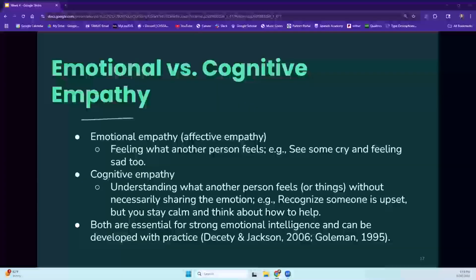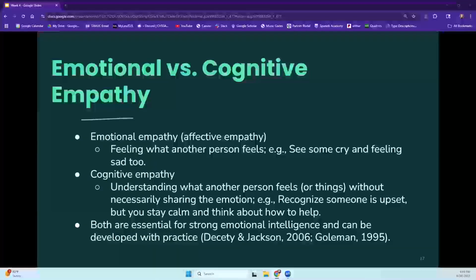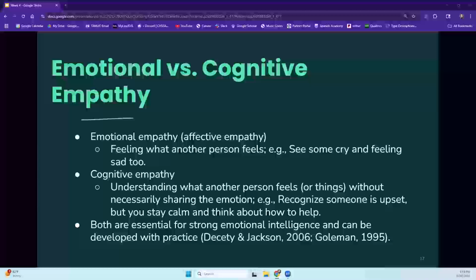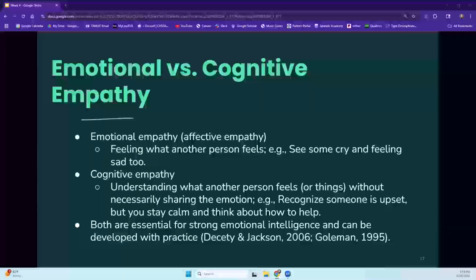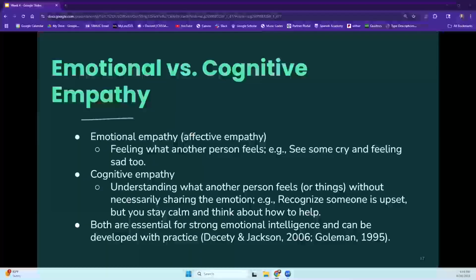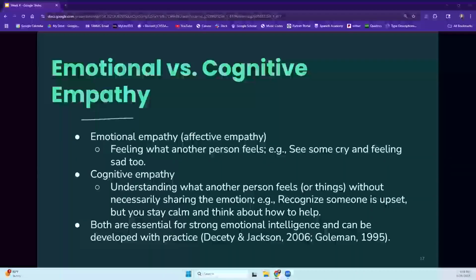Cognitive empathy is understanding what another person feels or thinks without necessarily sharing the emotion. So you recognize your friend is upset because of a loss of some type, but you stay calm and think about how to help. Okay. We'll see cognitive empathy again here later today.